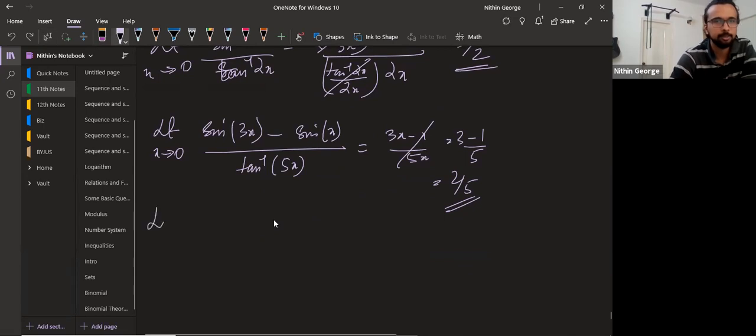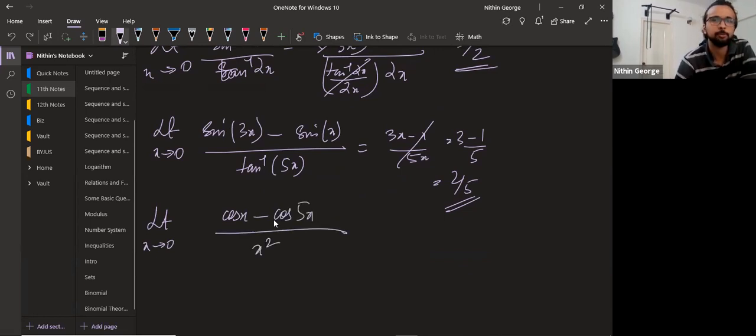Okay, then try this. Limit x extends to 0, cos x minus cos 5x divided by x squared. What about this? What's cos c minus cos d? Okay, forget that. What is the answer here? Come on.